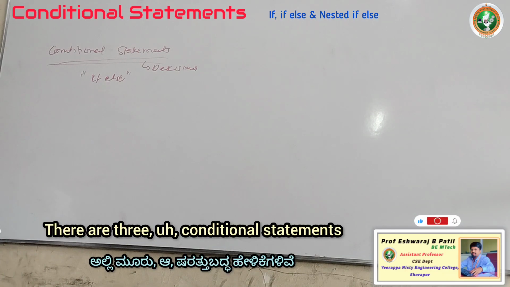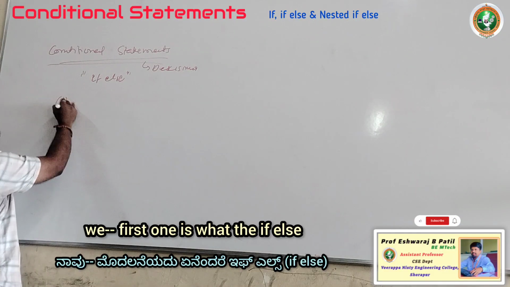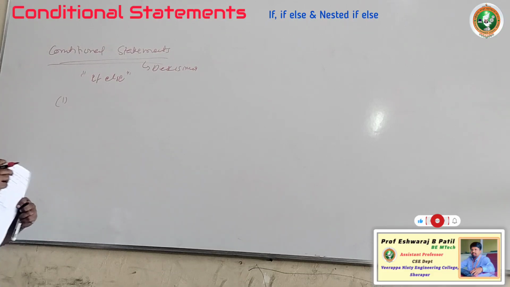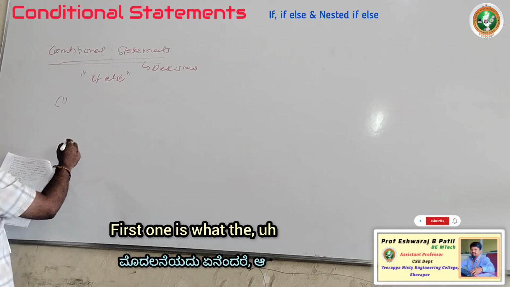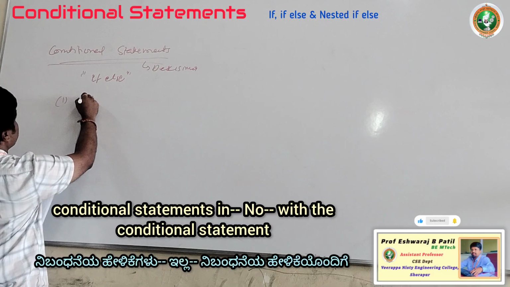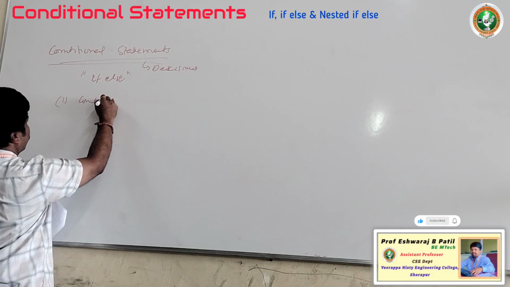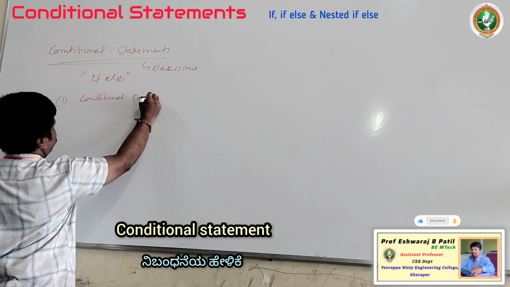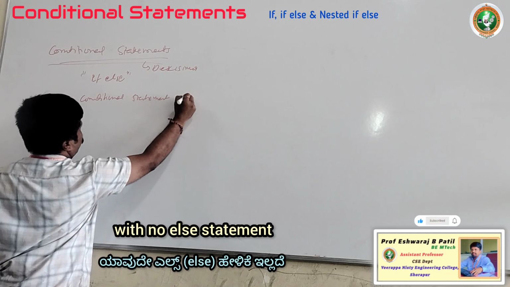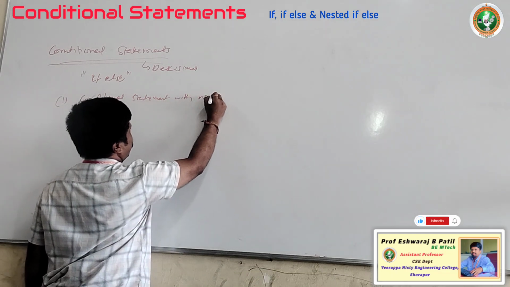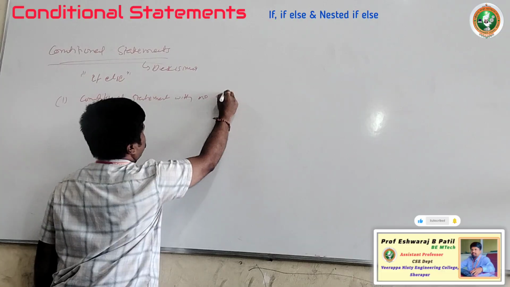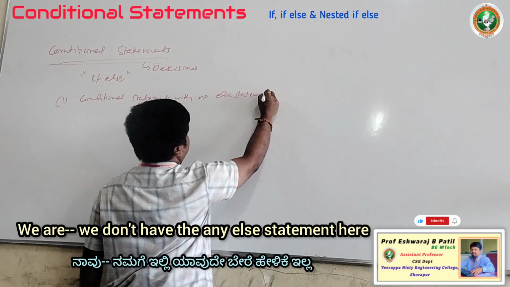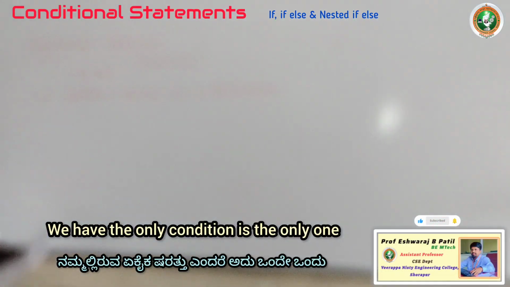There are three conditional statements in Verilog, and each has its own syntax. The first one is the conditional statement with no else statement. With no else statement means we don't have any else statement here. We have only one condition.